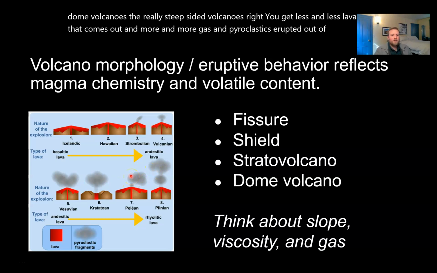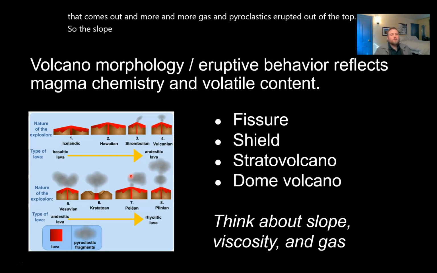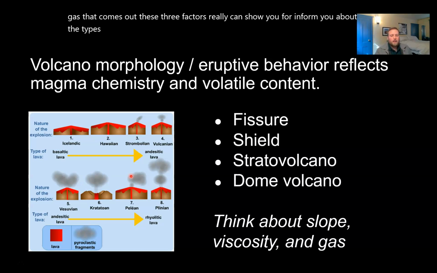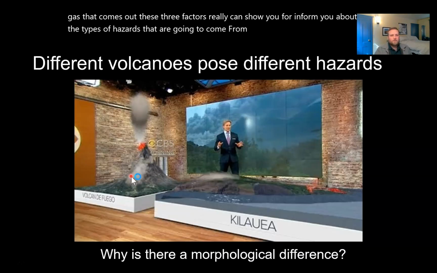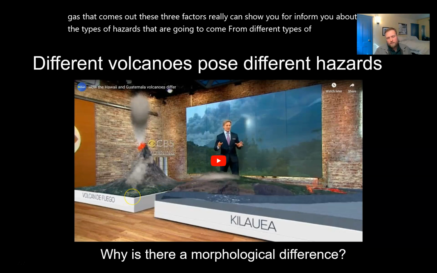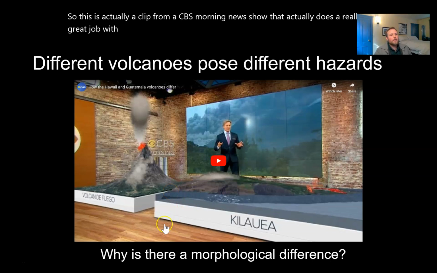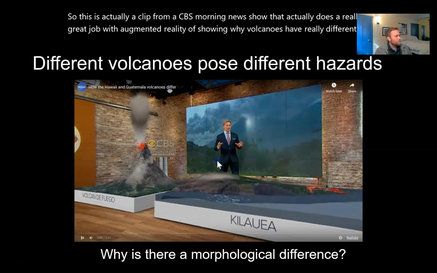Okay, so the slope of the volcano, as well as the viscosity of the lava and the amount of gas that comes out, these 3 factors really can inform you about the types of hazards that are going to come from different types of volcanoes. So this is actually a clip from a CBS morning news show that does a really great job with augmented reality of showing why volcanoes have really different risks associated with them.